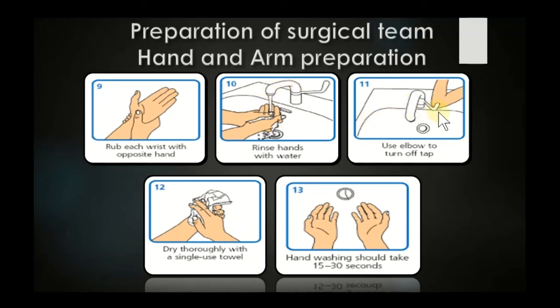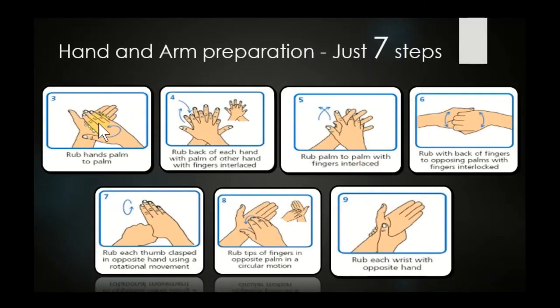touching the tap with our hands. We can either use the elbow or a clean tissue to close the tap of the water. We need to dry our hands thoroughly, and then the hands are ready for using the gloves. The hand washing takes about 15 to 30 seconds to cover all these surfaces. These surfaces that are important to be washed can be summarized within these 7 steps. So these are the 7 steps we are using to disinfect our hands before doing the gloving procedure.